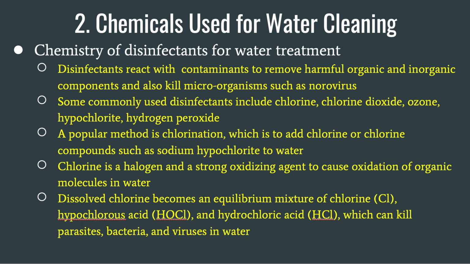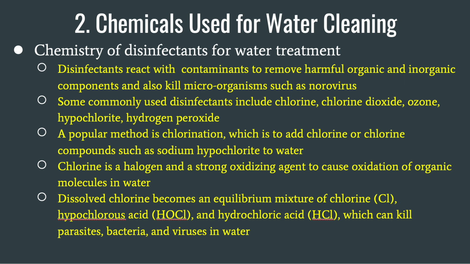The chemistry of disinfectants for water treatment: disinfectants react with contaminants to remove harmful organic and inorganic components and also kill microorganisms such as norovirus. Some commonly used disinfectants include chlorine dioxide, ozone, hypochlorite, and hydrogen peroxide. A popular method is chlorination, which is to add chlorine or chlorine compounds such as sodium hypochlorite to water.